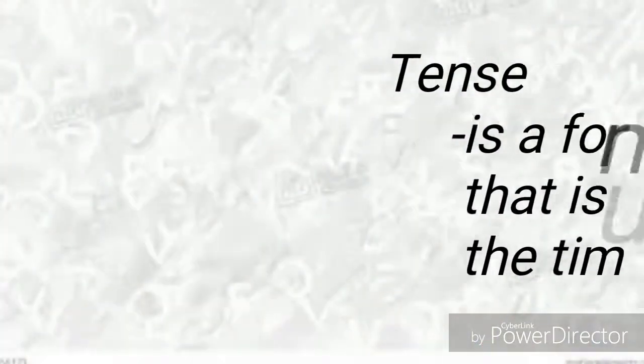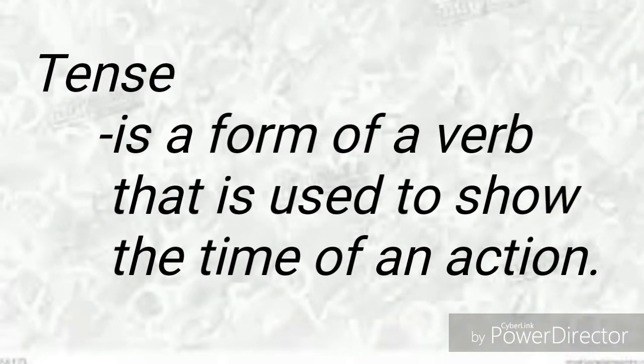Done with the definition of the verb. Now let us proceed to the definition of a tense, and my partner Ronalyn will discuss it for you. So a tense is a form of a verb that is used to show the time of an action. The past, present, and the future are tenses of the verb.